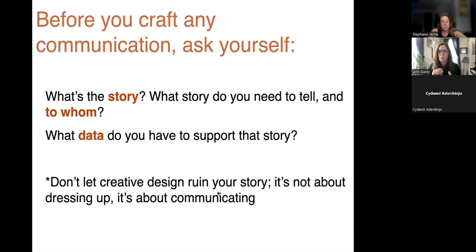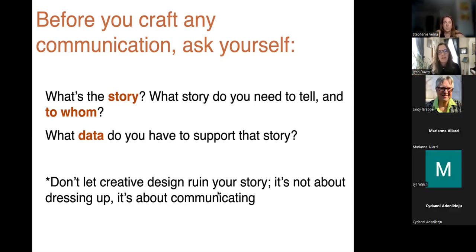And I just want to always forefront the story and the explanation that you're trying to tell people. The goal should be to make people smarter about the issue. That's why we should be communicating at all. And then don't let creative design ruin the story. It's not about dressing up, it's about communicating.